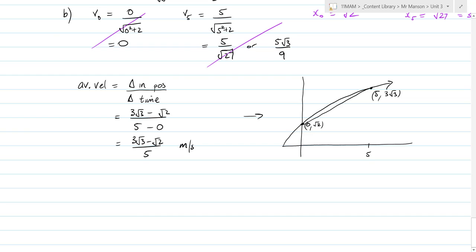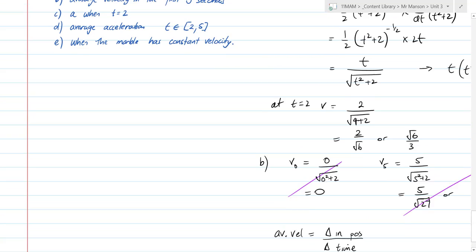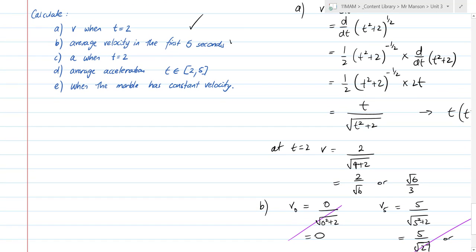What's the acceleration when time equals 2? How are we going to do that? Second derivative, excellent. So velocity, or actually let's write this down. Acceleration equals dv/dt, which equals d/dt of the velocity left in that form, t times t squared plus 2, to the power of negative a half. How do I do that?